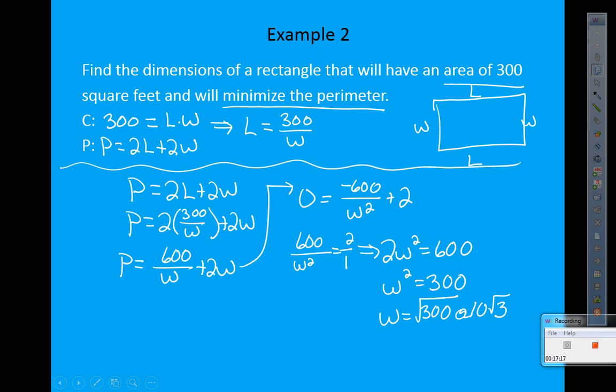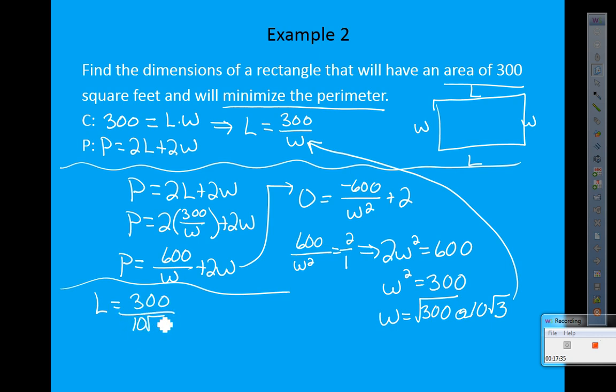Now I need my length. So I'm going to bring that right back into here. So my length is going to be 300 divided by 10 divided by radical 3. 300 divided by 10 radical 3. If I think about that, take out a 0, that's going to be 30 over the square root of 3.